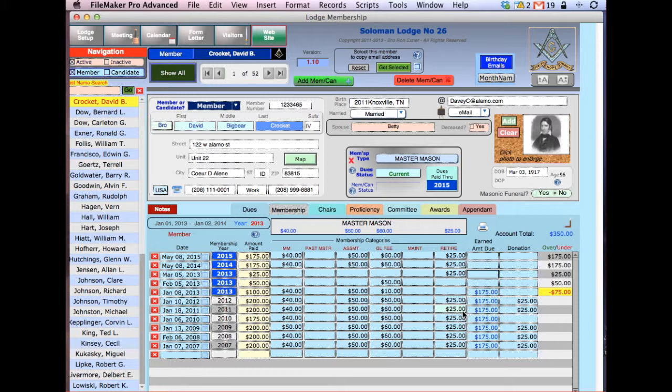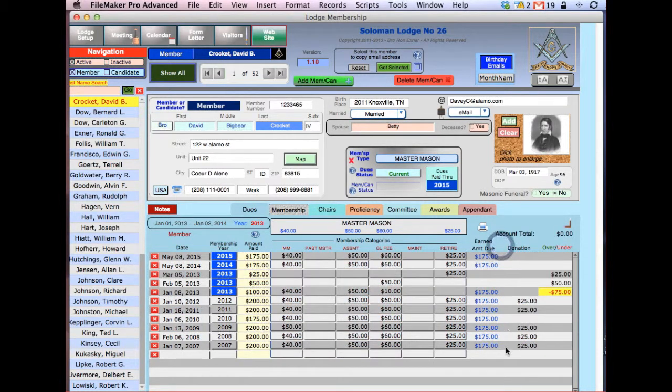So when 2014 comes around, we simply move over here and allocate 175 as being earned. Likewise, when 2015 rolls around, we just put $175 here, and that amount is earned. So that's pretty much how dues works.